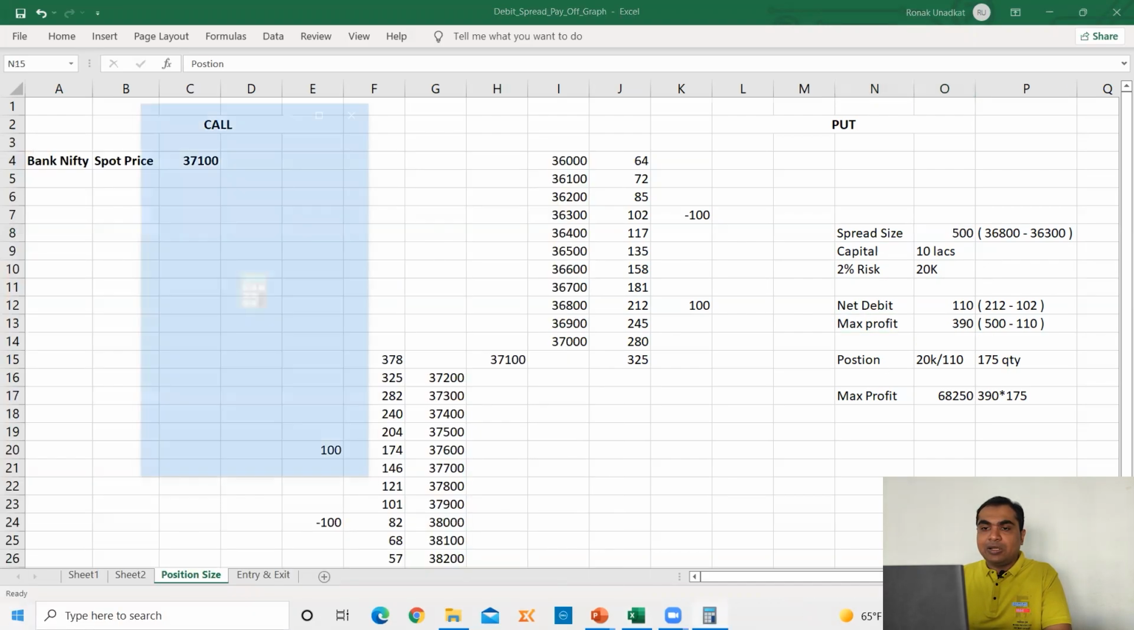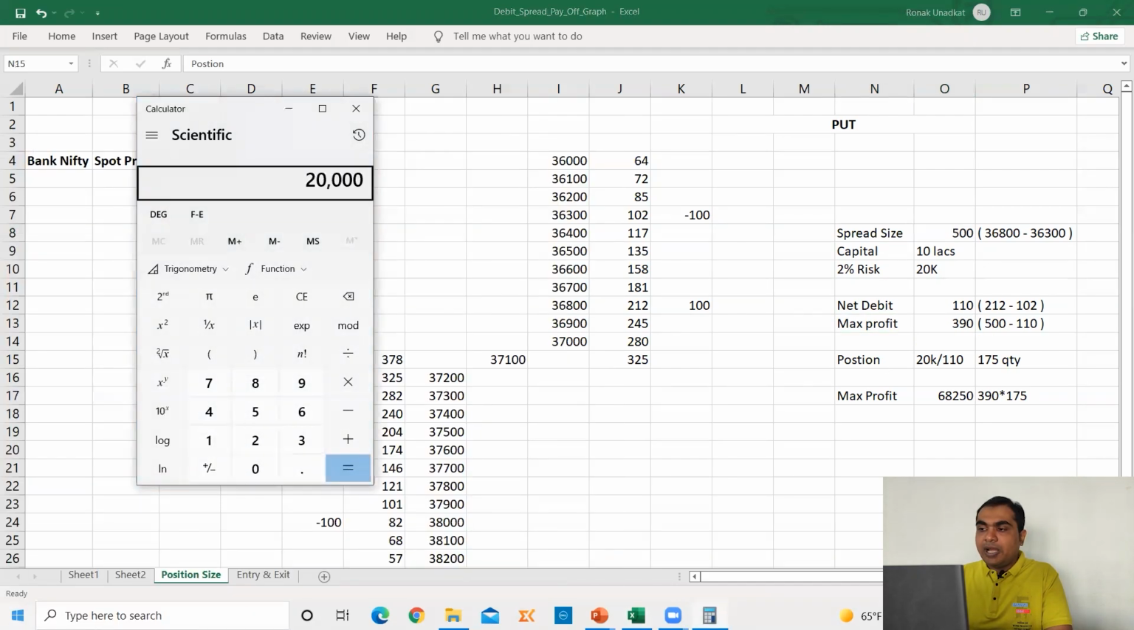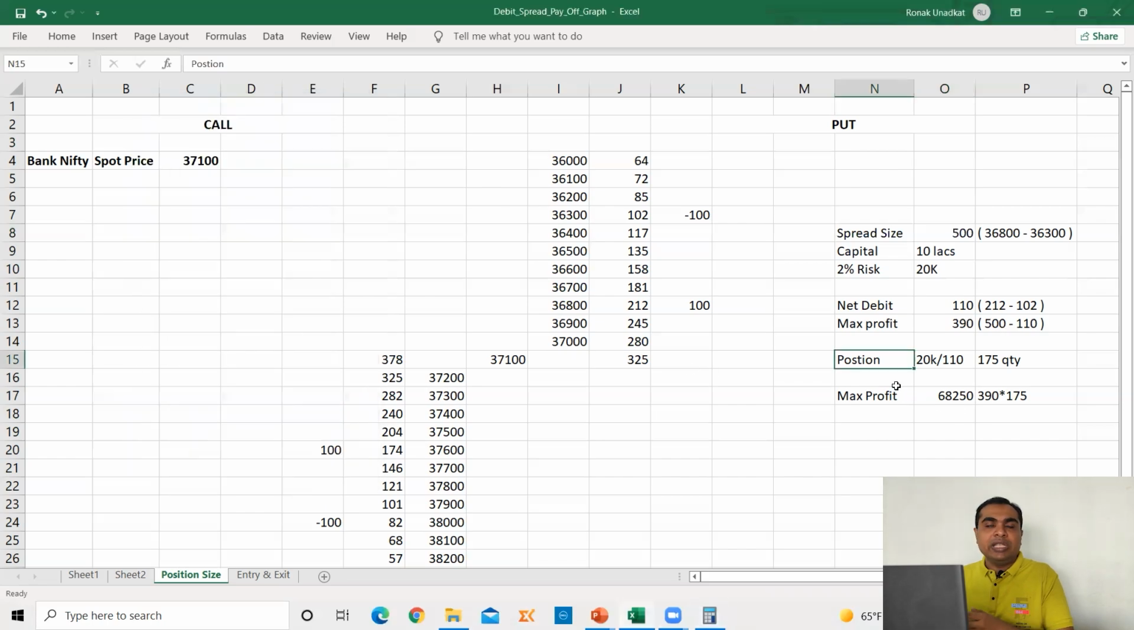So if you divide 20,000, that's the risk I am taking, by 110, which is my net debit, that means around 180 quantity is coming, right? So 180 quantity should be the ideal position size. Rounding to the lot size, you can go with 175 or 200 quantity. I have kept 175. So the maximum profit we are going to get from this trade is 390 into 175, almost 68,000 rupees. So for this spread, the ideal position size will be 175 quantity on the capital of 10 lakh rupees. This is the way you can calculate the position size of the debit spread.